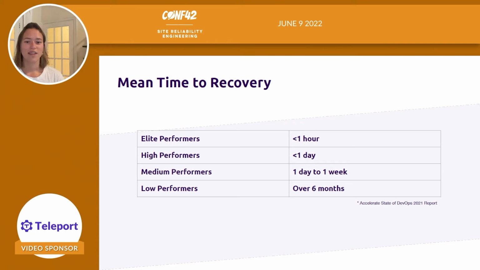So again, the DevOps report found that elite performers have less than an hour mean time to recovery, and low performers can be anywhere from over 6 months to actually get that app back up. And by that point, you've probably lost all of your customers and should really evaluate why it took you that long to get back up and running.